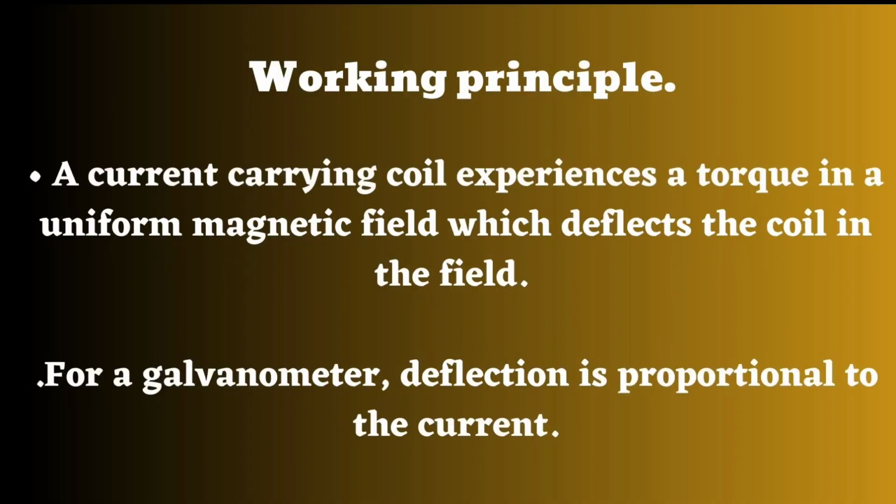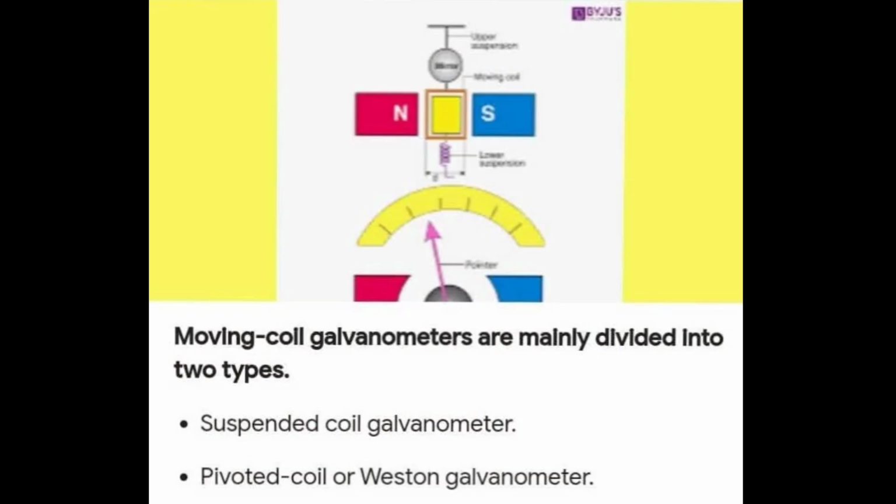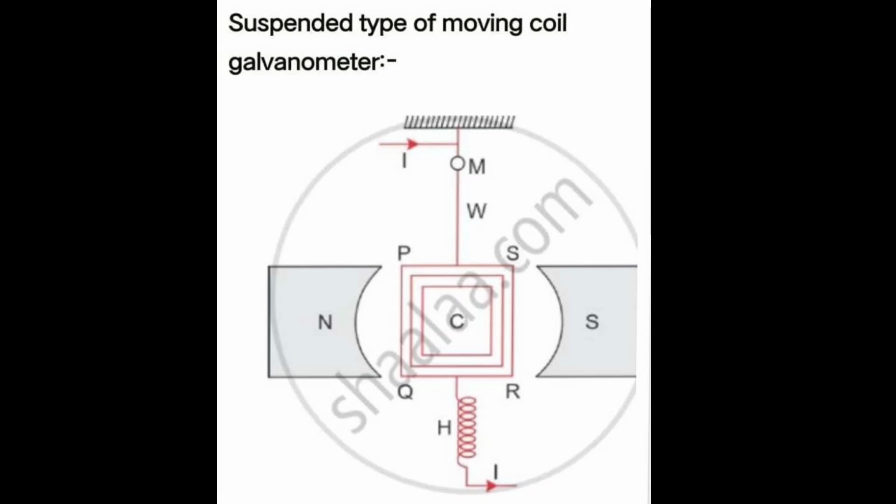Now the question comes to our mind: what is the principle of the moving coil galvanometer, which means how does this device work? In actual, this device is based on the nature of the magnetic field. That is, when a current carrying loop or coil is placed in a uniform magnetic field, it experiences a torque. Moving coil galvanometers are of two types. The first is the suspended type, and the second is the pivoted type. Firstly, we are going to study the suspended type moving coil galvanometer.